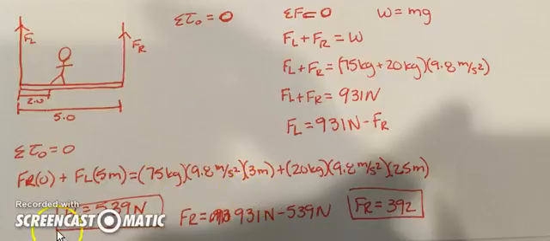So once we solve for all of that, we're given the force on the left side is 539 newtons. So we just come over here, plug in what we know. We can figure out the force on the right side, which is 392 newtons.